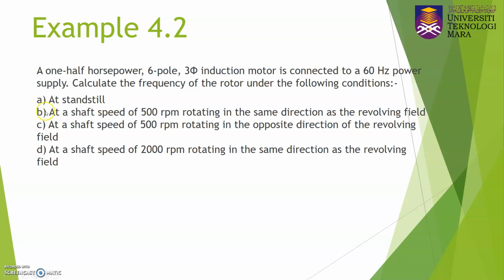For condition number B, at a shaft speed of 500 rpm, so in this case NR is 500, rotating in the same direction as the synchronous speed. And then for C, at a shaft speed of 500 rpm as well, but rotating in the opposite direction of the revolving field, meaning that the direction of NS is not equal to NR. Condition number D, at a shaft speed of 2000 rpm, rotating in the same direction as the revolving field.